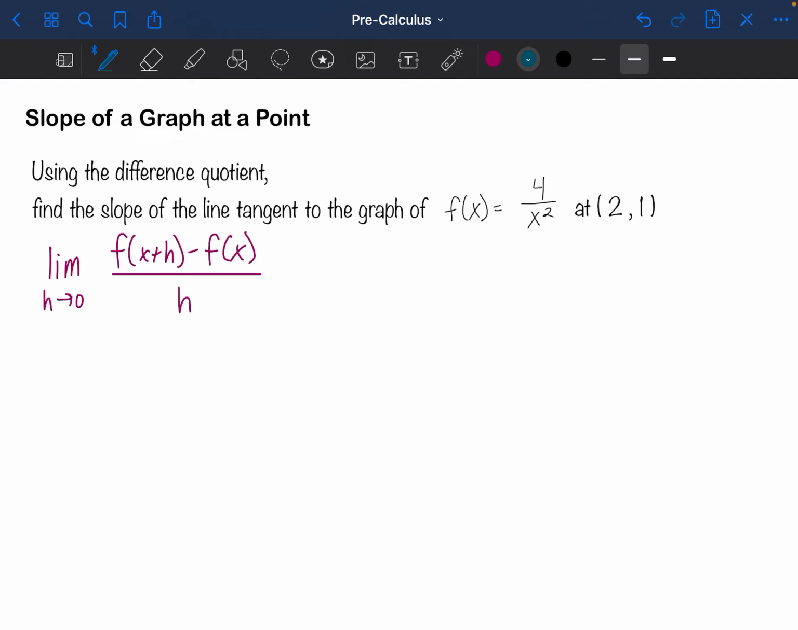The derivative tells us about instantaneous slope. So at any given point, we can figure out what the slope is. And for this one, we happen to be given a point. So we're going to use the difference quotient, find the limit as h approaches 0. We've got to figure out what x plus h is first.